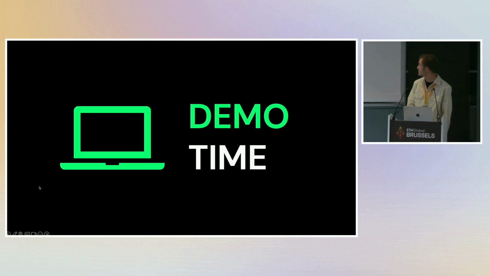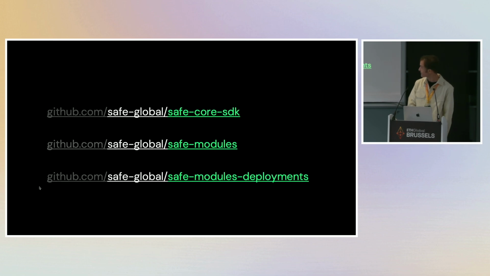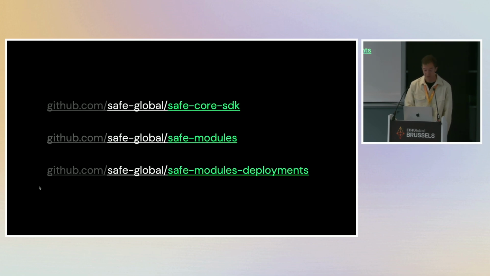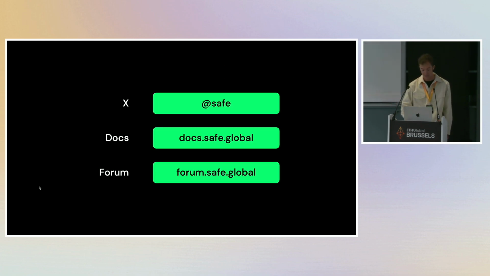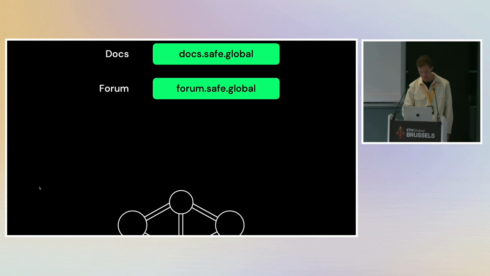After the demo, we have some resources on GitHub: the Safe Core SDK, if you are interested in seeing how all this integration is implemented; Safe modules, if you are interested in seeing the implementation of the contracts that we showed; and the Safe modules deployments, to see where these contracts are deployed. Also, I recommend checking docs.safe.global, where we have some guides, tutorials, and some context on all of this regarding passkeys.